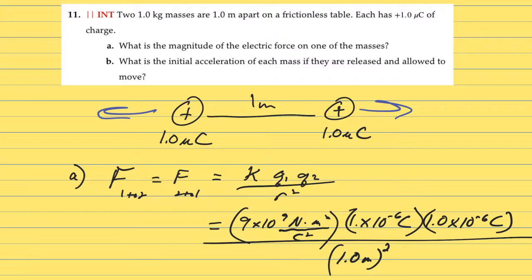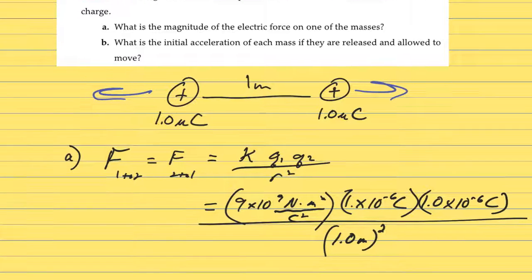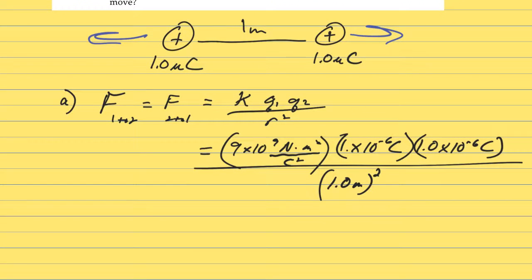So let's throw that in our calculator. Running out of room here. And we're going to get, what are we going to get? We're going to get 9.0 times 10 to the negative 3rd newtons. So not too small. We're just getting into the negative 3rd as opposed to those negative 6 and 9s we had.